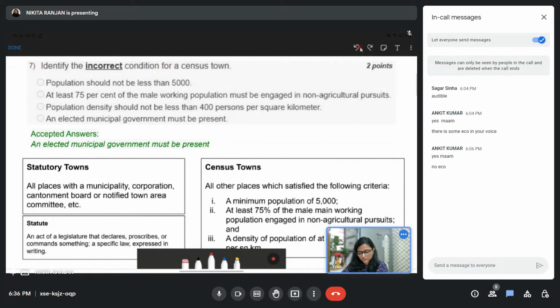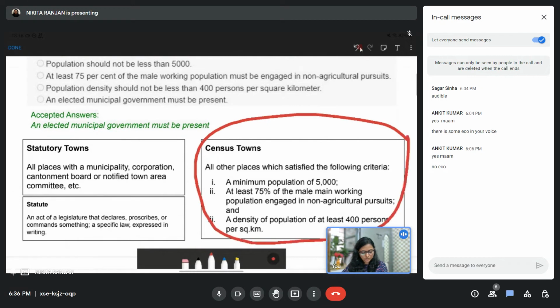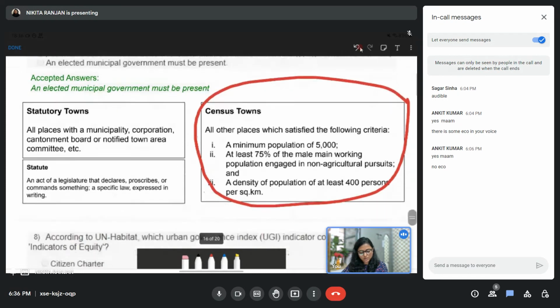So the first is population should be less than 5,000. Second is the criteria that at least 75% of the male working population must be engaged in non-agricultural pursuits. And the third is population density should not be less than 400 per square kilometer. So these are all criteria which are listed by Census of India as criteria which make any urban area a census town.